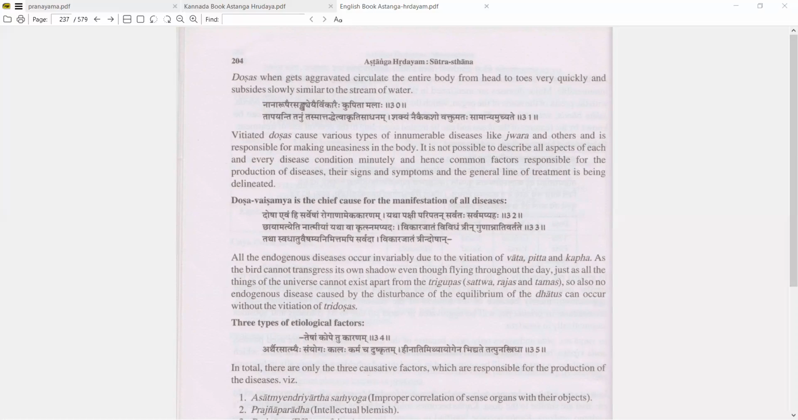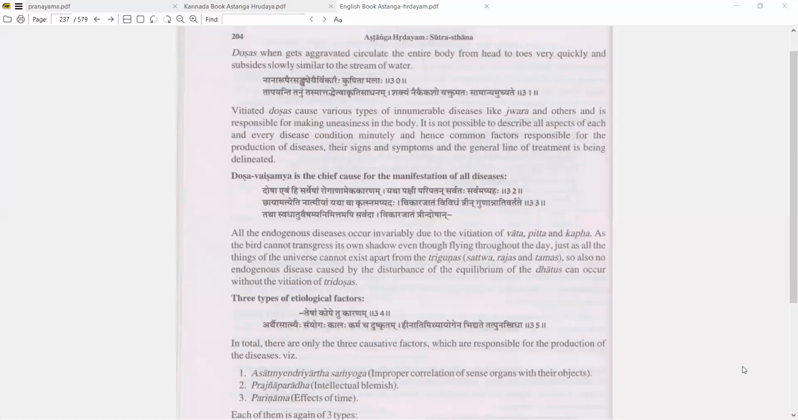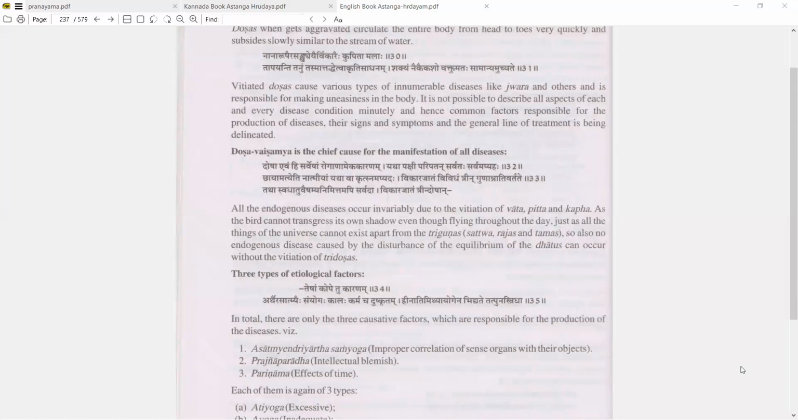All the endogenous diseases occur invariably due to the vitiation of Vata, Pitta, and Kapha. As the bird cannot transgress its own shadow, even though flying throughout the day, and just as all the things of the universe cannot exist apart from the Trigunas, Sattva, Rajas, and Tamas, so no endogenous diseases caused by the disturbance of the equilibrium of the dhatus can occur without the vitiation of Tridosha.